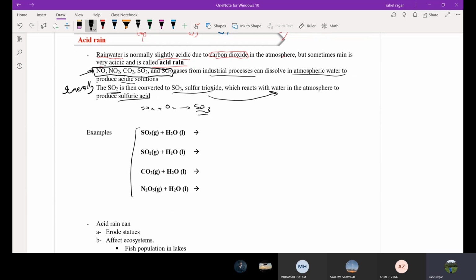So when SO3, as it says here, reacts with water, this is the water from the rain, it will form H2SO4. Okay? And H2SO4 is sulfuric acid. But when SO2 reacts with H2O, it will become H2SO3. This one is sulfurous acid.